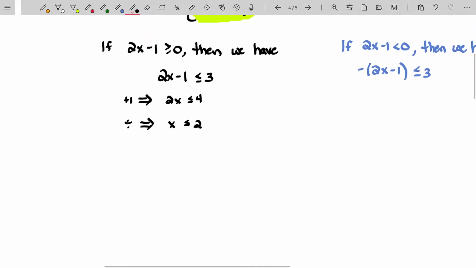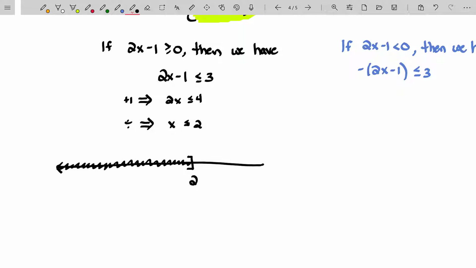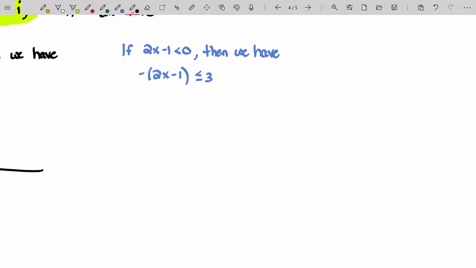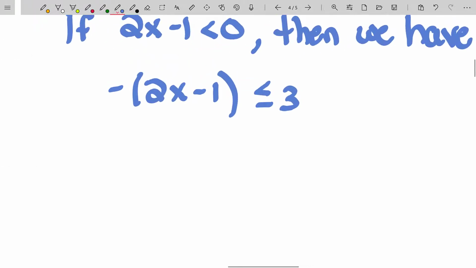So that is one set of solutions. You can graph that out if you want to. I have shaded in where x is less than or possibly equal to 2. Now in blue, the other case, if 2x minus 1 were negative, well then we have the opposite of 2x minus 1 is less than or equal to 3.